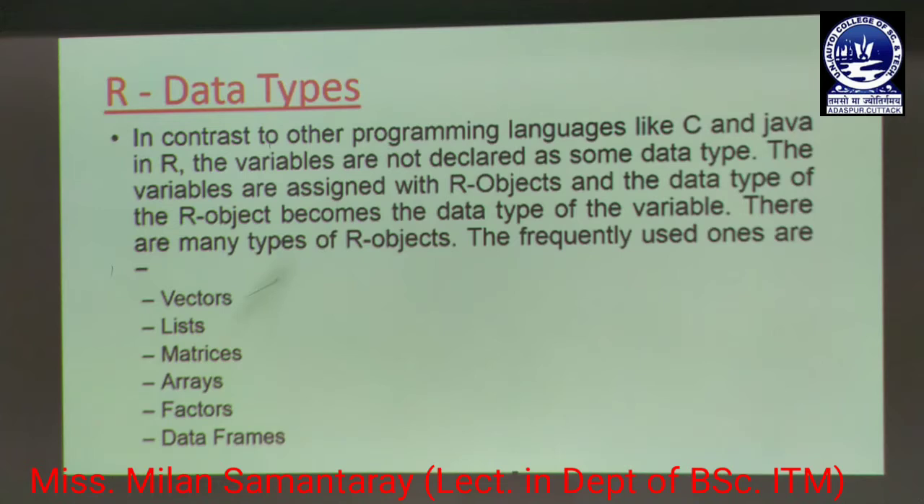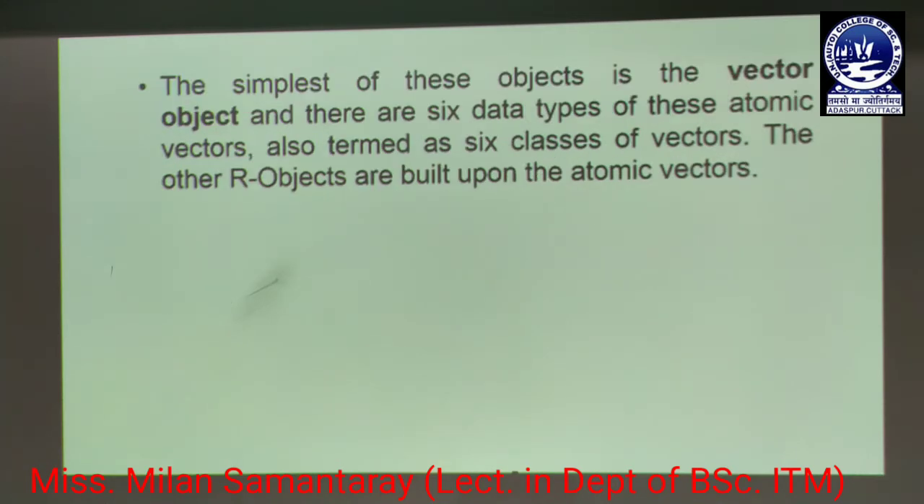So there are many types of R objects, and whatever the type of R object, that will be the type of the variable. There are some frequently used R objects like vectors, lists, matrices, arrays, factors, data frames, etc. We will discuss all of these R objects one after another. So first let us see some basics.